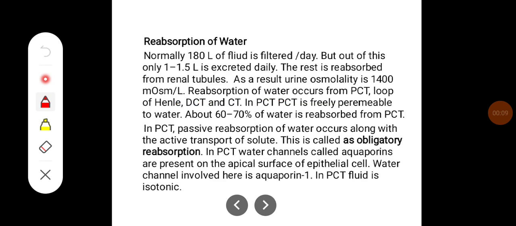Reabsorption of water. Normally 180 liters of fluid is filtered per day, but out of this only 1 to 1.5 liter is excreted daily. The rest is reabsorbed from renal tubules. As a result, urine osmolality is 1400 milliosmoles per liter. Reabsorption of water occurs from PCT, loop of Henle, DCT and collecting duct.